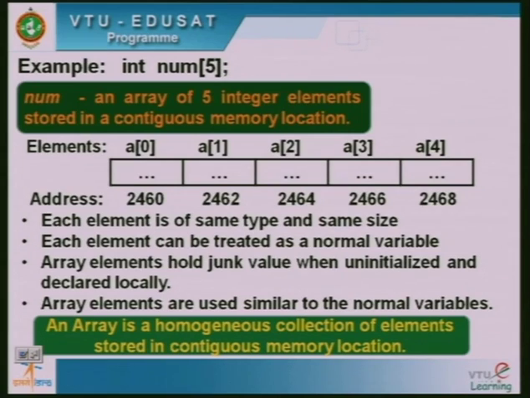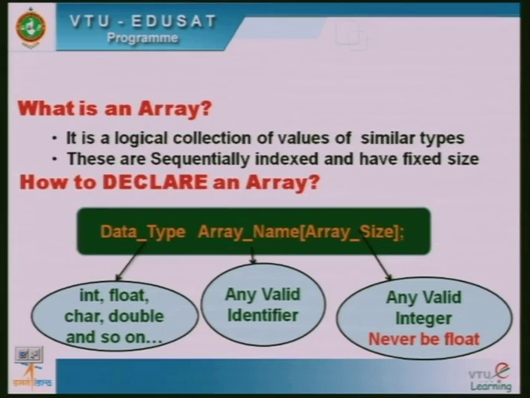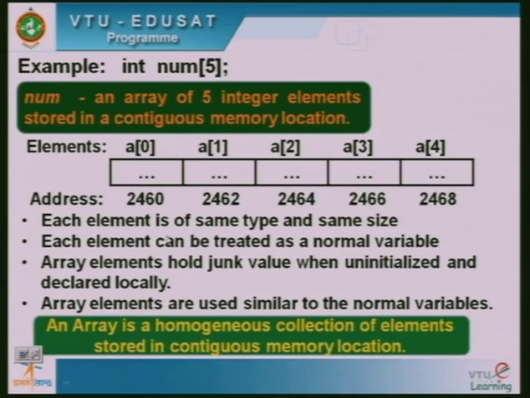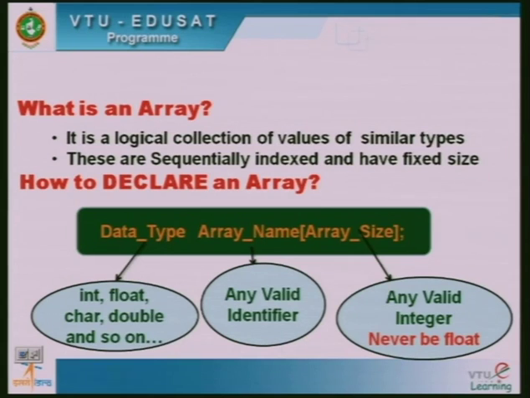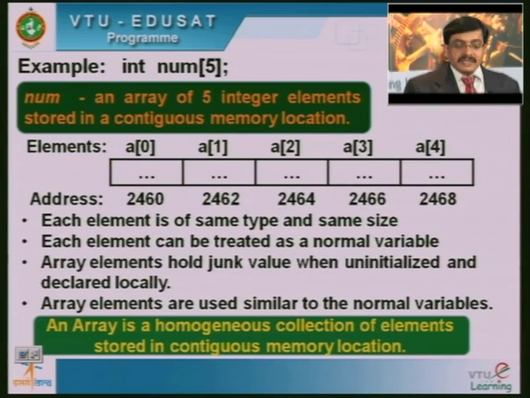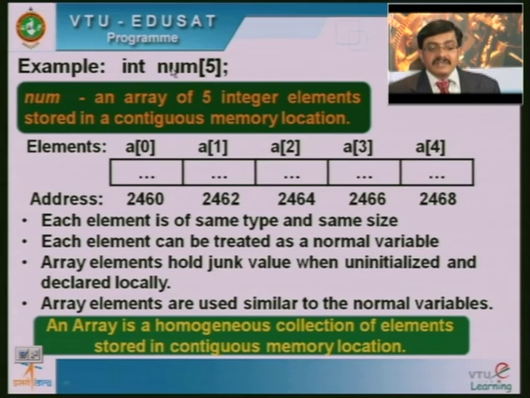Now consider this particular declaration: int num of 5. Here we can note the first is the data type, then followed by the name of the array, followed by the array size. Here I am using the data type as integer, and the name of the array I am using as num, and the size of the array I am declaring as 5.